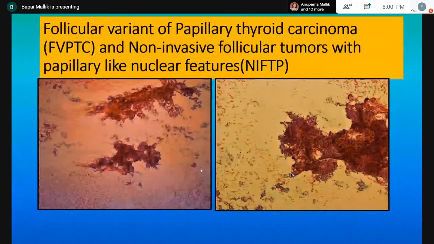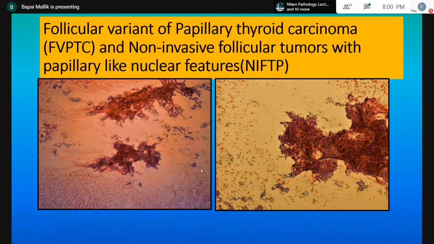Now look at these pictures. This is extremely important. This is possibly the most important of the slides that I'm going to show today, of follicular variant of papillary thyroid carcinoma. It is extremely important to look at the low power, and on the low magnification, you are going to find these clusters and see the staghorn outlines. Staghorn outlines are extremely vital, right? And you see some follicles coming out of them.